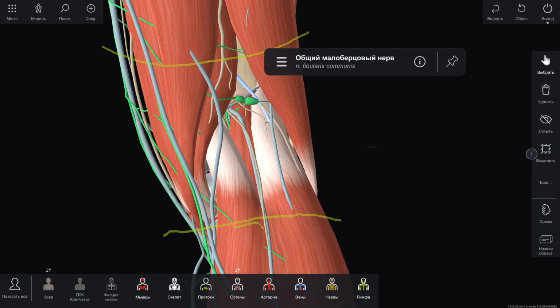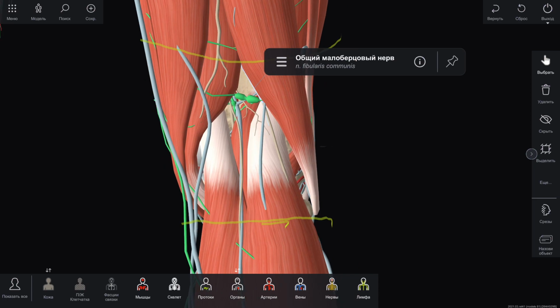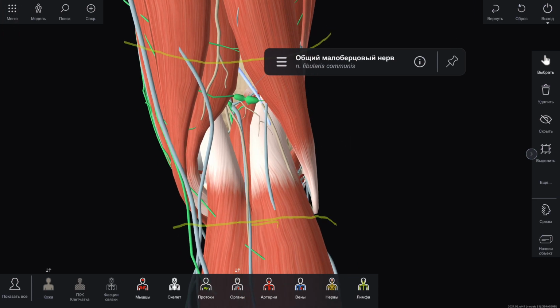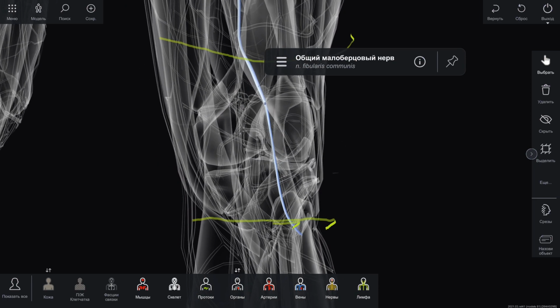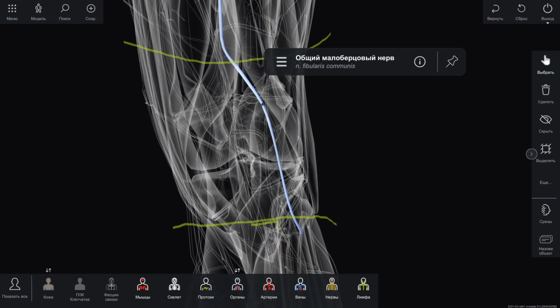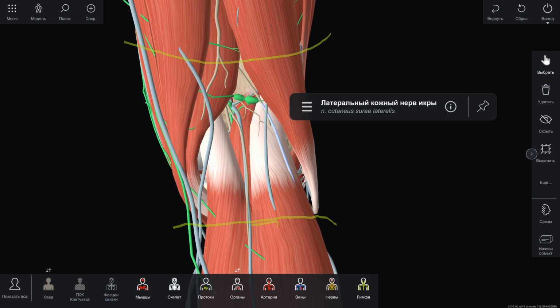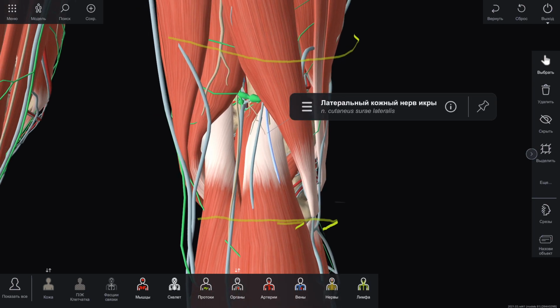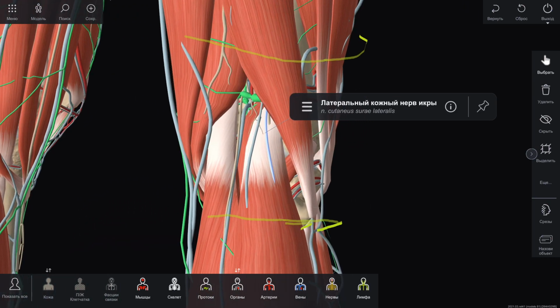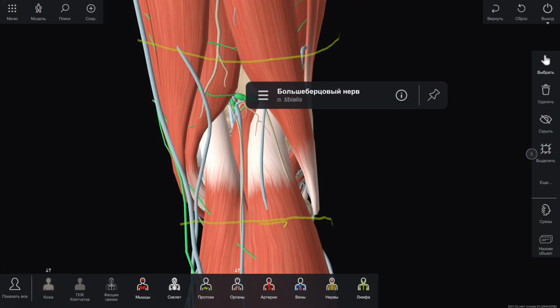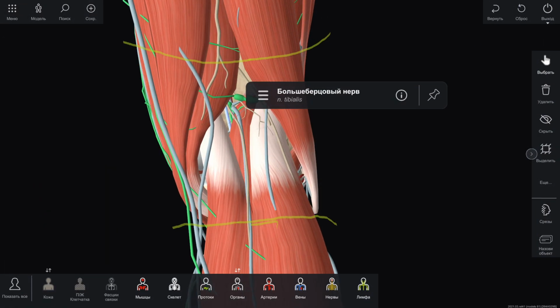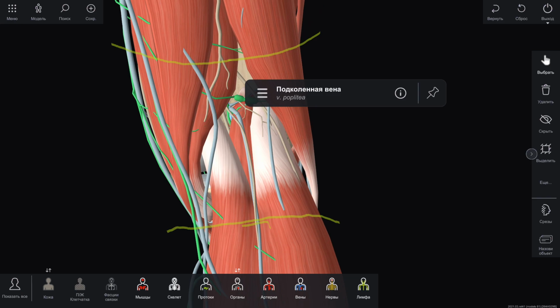Lateral to the tibial nerve is the common fibular or peroneal nerve, which closely follows the medial border of the biceps femoris tendon. The common fibular nerve gives off the lateral cutaneous nerve of the calf in the popliteal fossa. We continue to the popliteal vein. The popliteal vein lies medial and deeper than the tibial nerve.